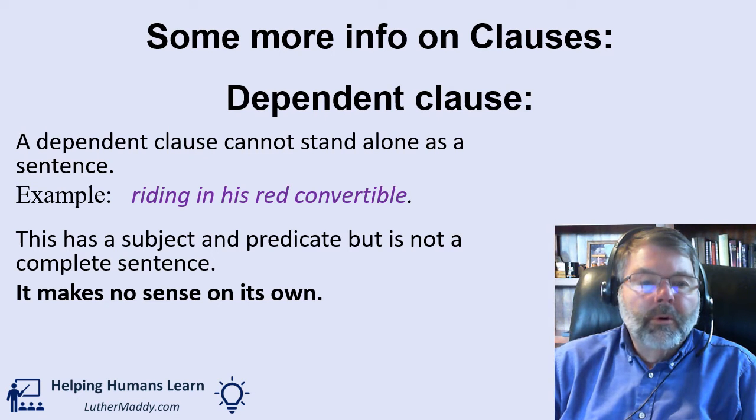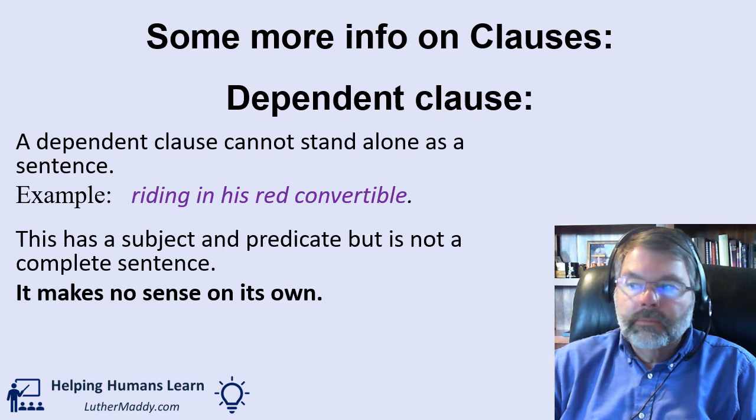Now in that complex sentence that we had, Joe went to the park riding in his red convertible. Riding in his red convertible is a dependent clause. If we just simply have that as it is, riding in his red convertible, it makes no sense. It doesn't stand alone as a sentence because we're asking ourselves, who is he? Who's riding in the convertible? So in this case, this clause only makes sense when it is combined with the other clause, Joe went to the park. So this is dependent on the other clause. So this is a dependent clause.